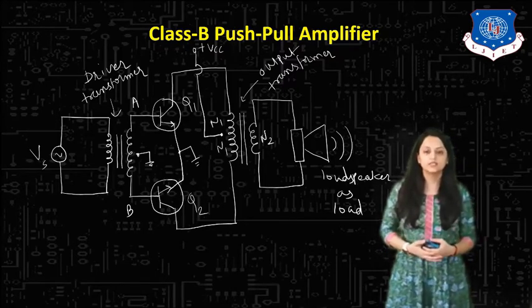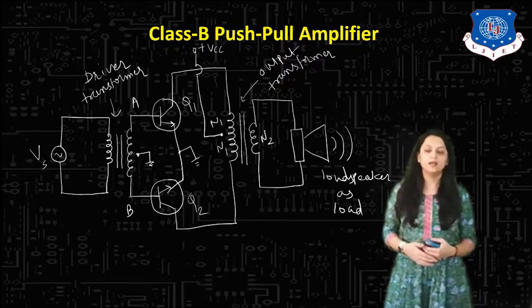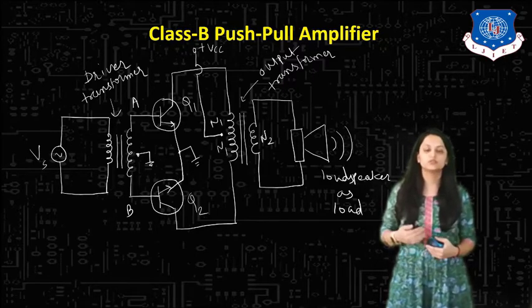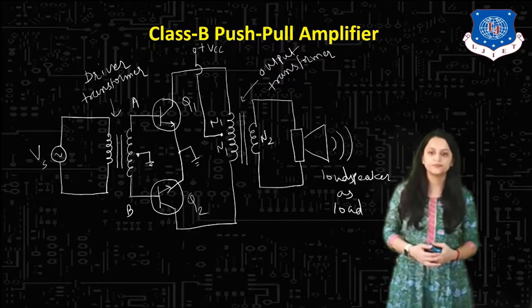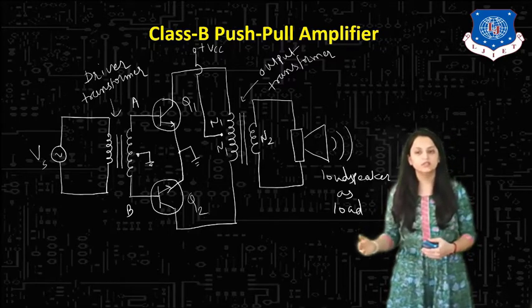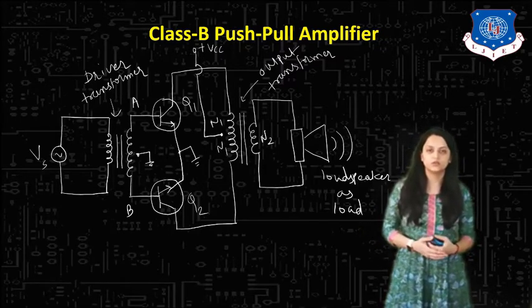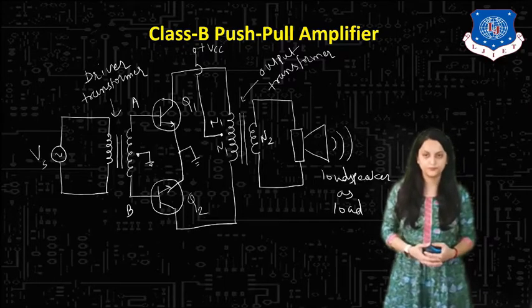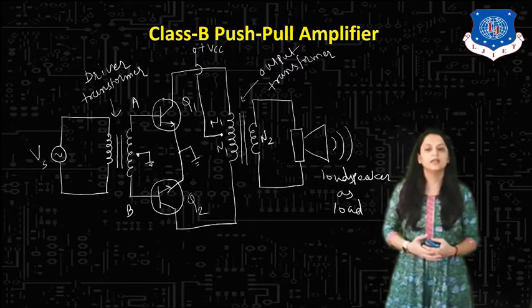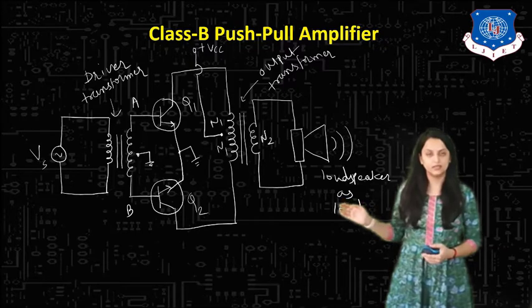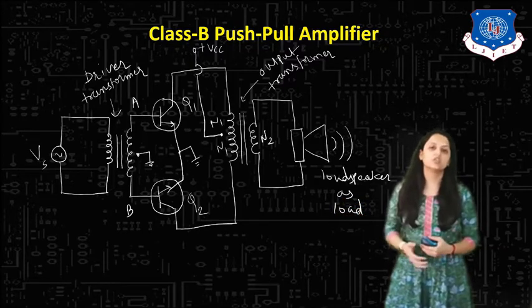They are connected together, and with the driver transformer, source voltage Vs is applied, which will have the primary to secondary turns winding ratio. Now, at the output transformer, the load is connected. Here we have taken a loudspeaker as the load.